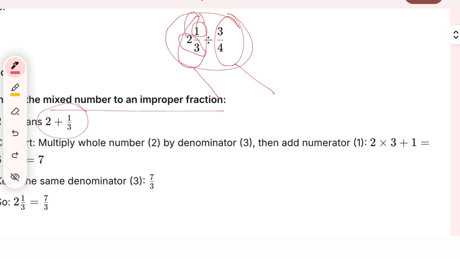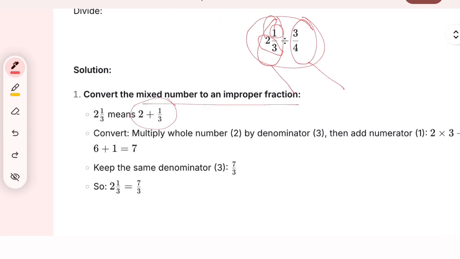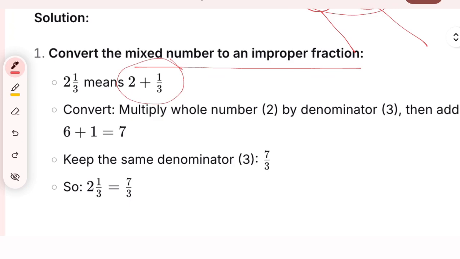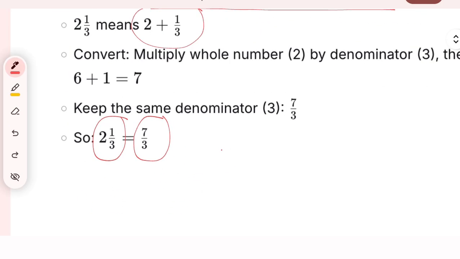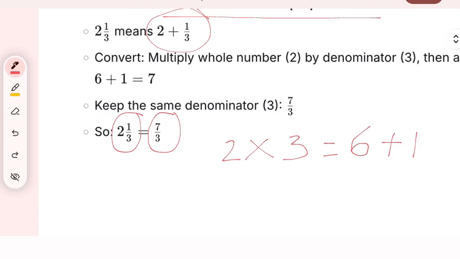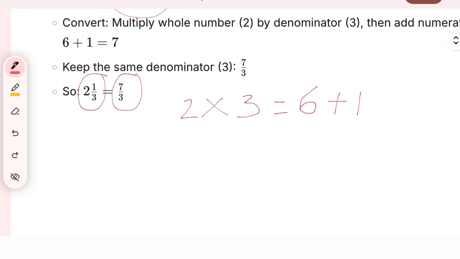So 2 and 1/3 becomes 7/3. So how did we do it again? We multiply 2 times 3, and that is equal to 6. And then we add the numerator 1. So that would be 7. And then just copy 3 from the denominator of 2 and 1/3. And that would be 7/3. So we now have an improper fraction.